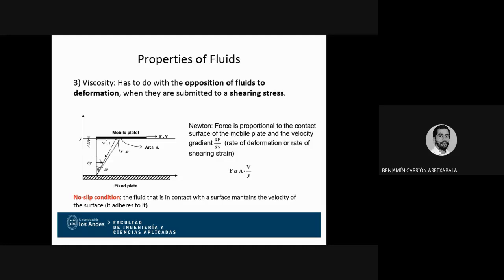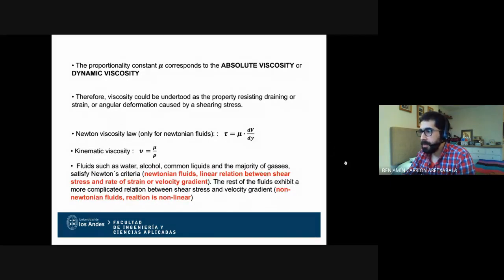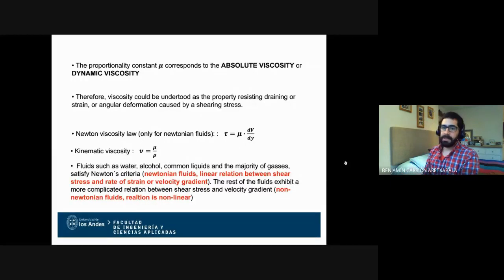And the gradient of this velocity, the vertical change of this velocity, is going to be proportional to the shear stress that you're exerting. Okay, and that proportionality is going to be the viscosity. So you can think of viscosity as a property resisting straining, or what is opposing the deformation of the fluid.